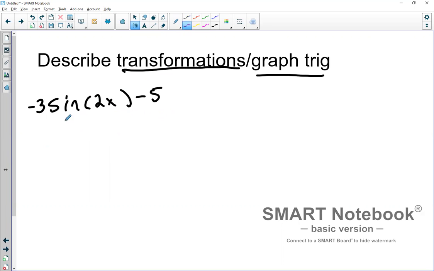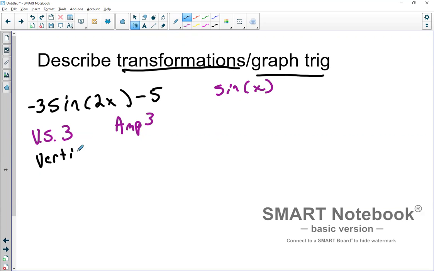So for example, for this one, and I should say compared to sine x, I would say it has a vertical stretch of 3, or in other ways, you could say the amplitude is 3. Either answer is good. If you say vertical stretch of 3 or amplitude of 3, that's fine. You do need to mention in this one, there's a vertical flip. That's got to be said. There's no really comparison to that.